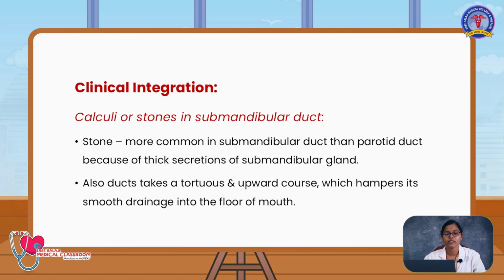The applied aspect here is the calculus, a stone in the submandibular duct. The stone is more common in the submandibular duct than the parotid duct because of thick secretions of the submandibular salivary gland. Also, the duct takes a tortuous course which hampers its smooth drainage into the floor of the mouth.